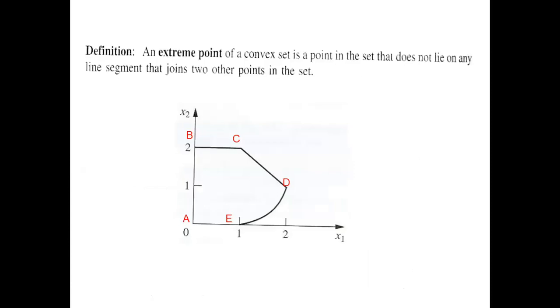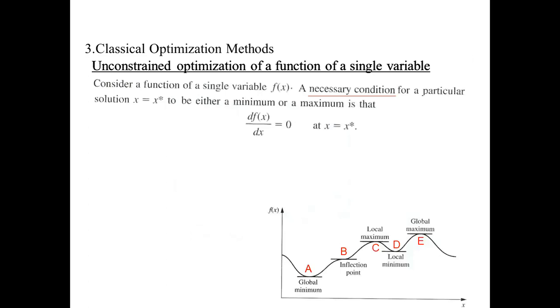The extreme point of a convex set is a point in the set that does not lie on any line segment that joins two other points. So you have extreme points here, A, B, C, D, E, which we cannot form as a convex combination of the other points.